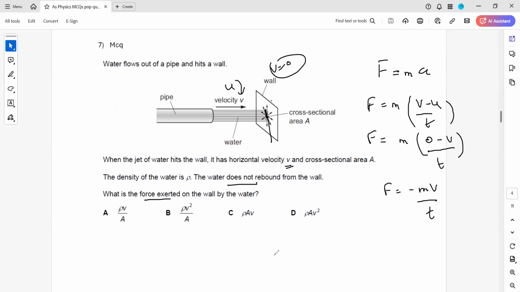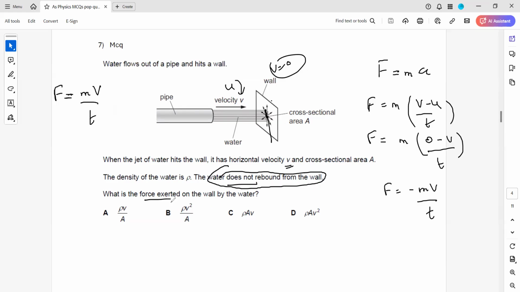How is it possible that the water won't rebound? In the question it is given here: when the jet of water hits the wall, the water does not rebound from the wall. So it means the impact of this water is all taken by the wall. That's why the water does not rebound. So the final speed of the water is 0. The initial speed is v. So we have the formula now that F is equal to, because we just need the magnitude of the force, I can consider F is equal to mv over t.